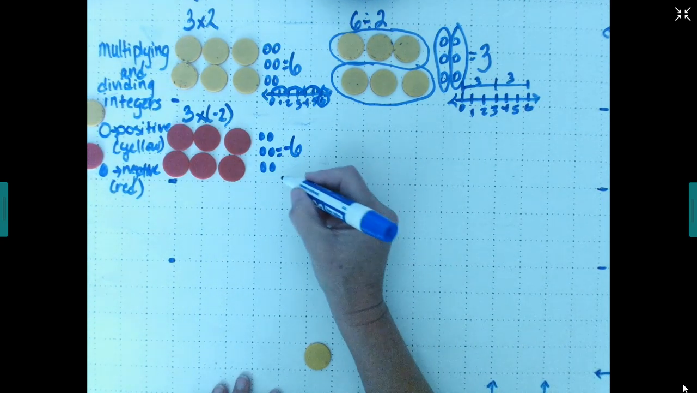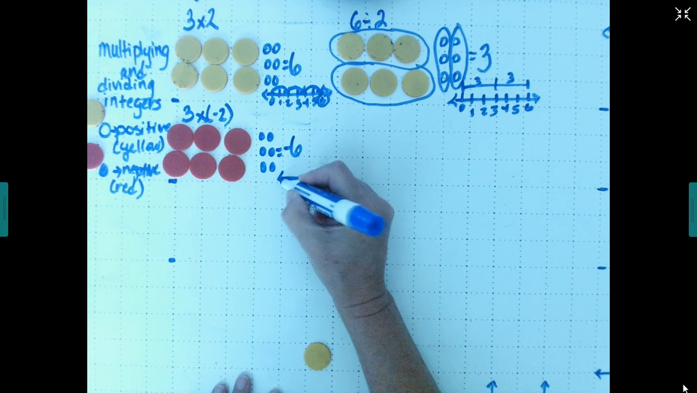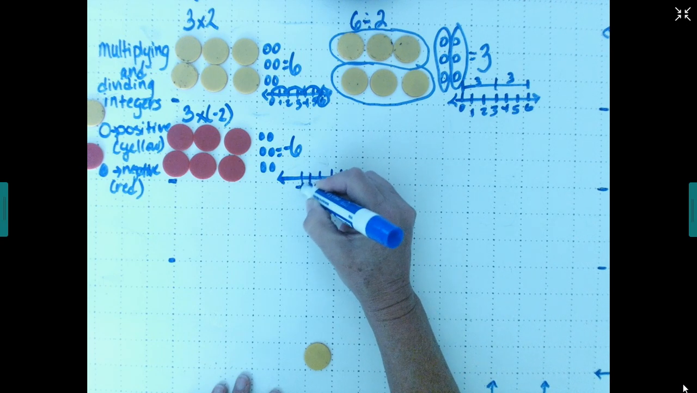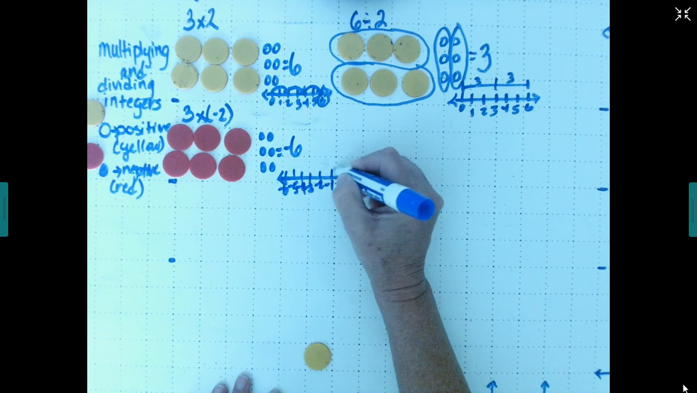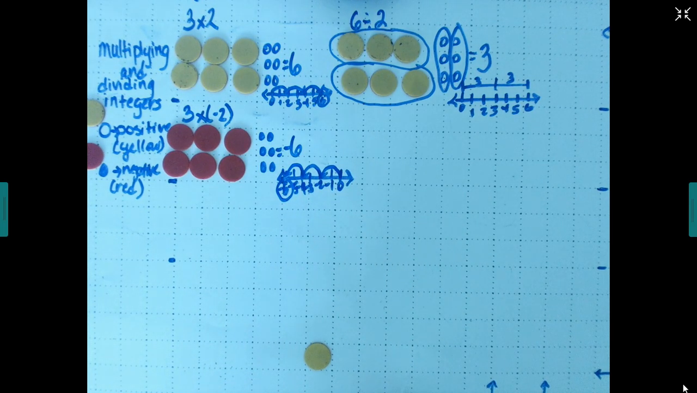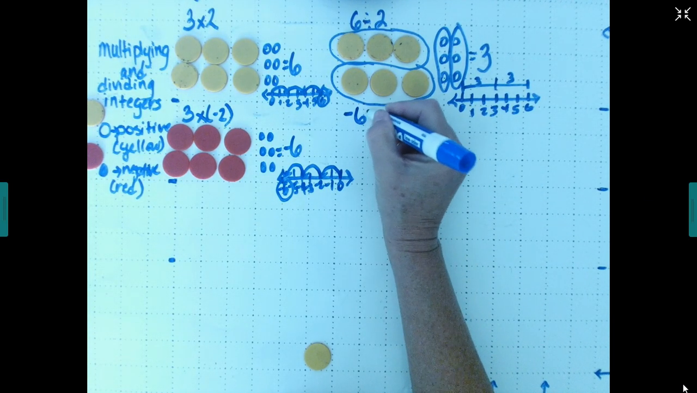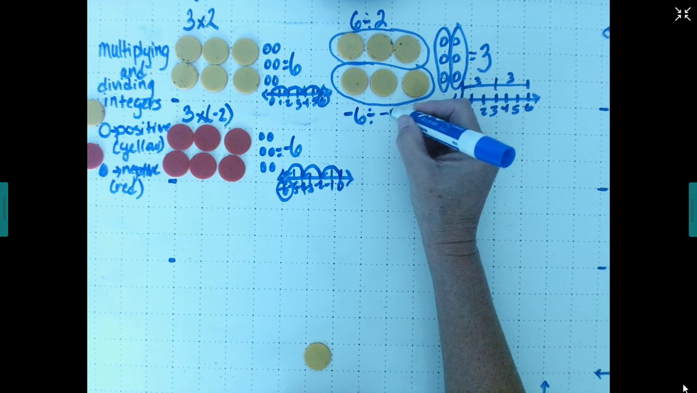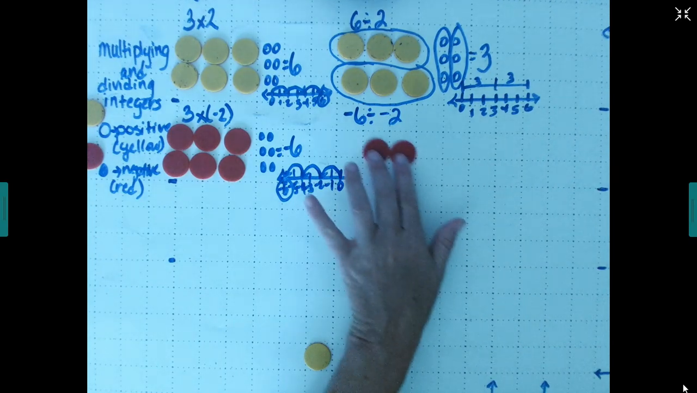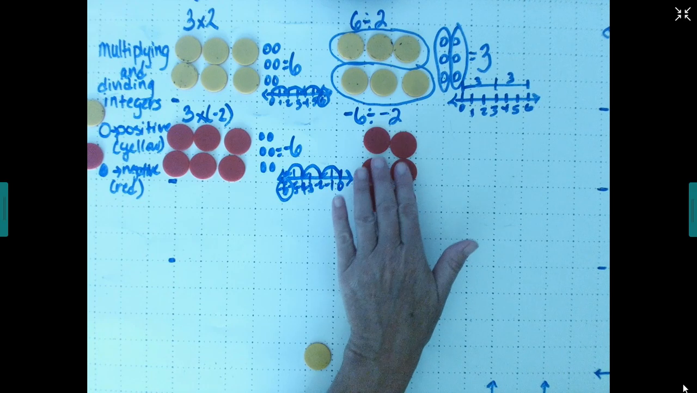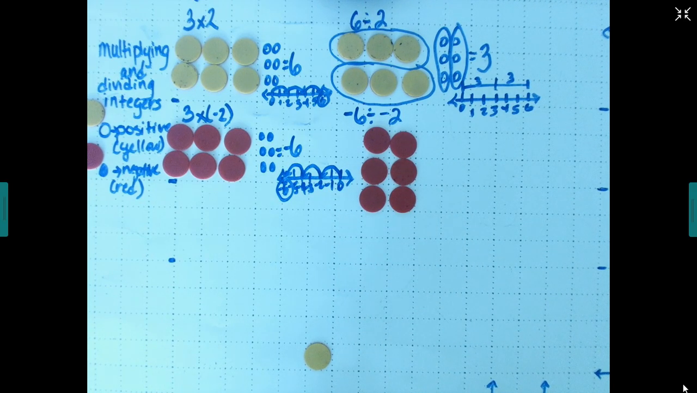If we're looking at that on a number line, we have 1 group of negative 2, 2 groups of negative 2, 3 groups of negative 2, and we end on negative 6. Let's think of our related division fact. Negative 6 divided by negative 2. All right, so here's our negative 6.